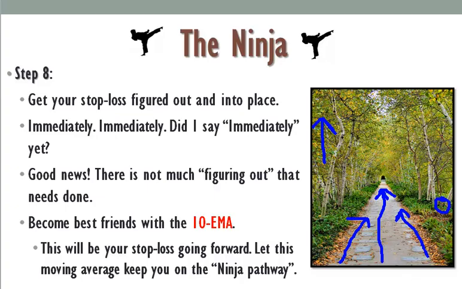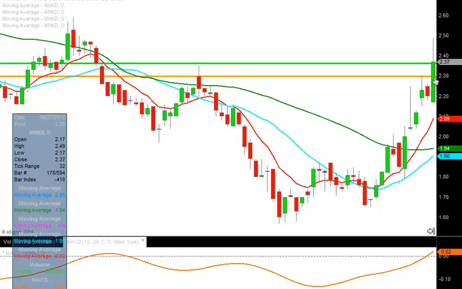So let's hop back to the example. So you are now in, and you're looking, and you're saying, okay, right now my stop loss is going to be right around 209.